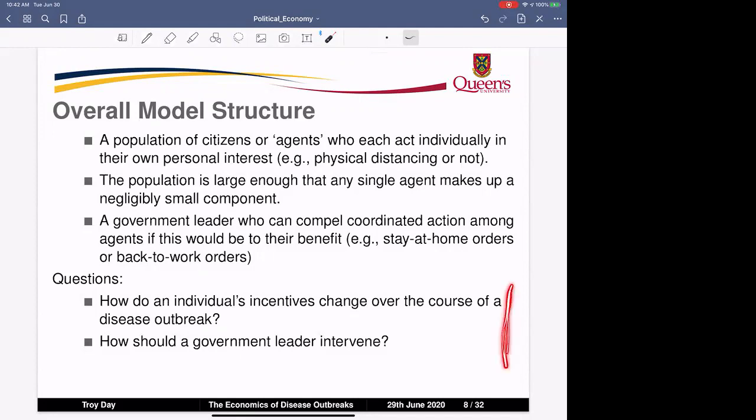And then these are the questions I'm going to ask. How does an individual's incentive change over the course of an outbreak? And what are the consequences when they act on those incentives? And how should a government leader intervene?